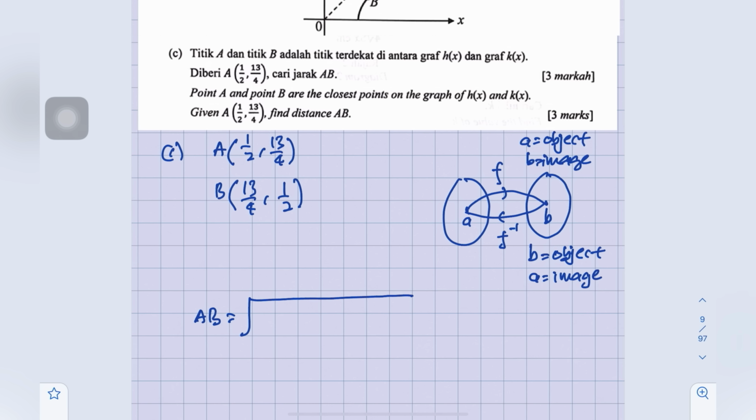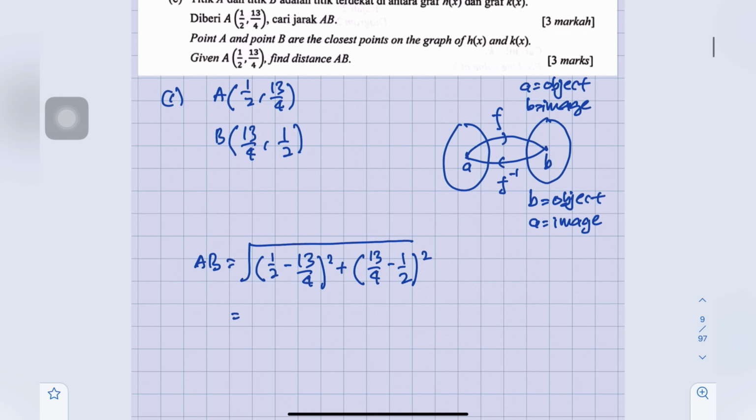So we can find it. This one is 1 over 2 minus 13 over 4 squared plus 13 over 4 minus 1 over 2 squared. Okay, so this will give 1 to 1 over 16. This one also gives 1 to 1 over 16. So the answer is 3.8891.